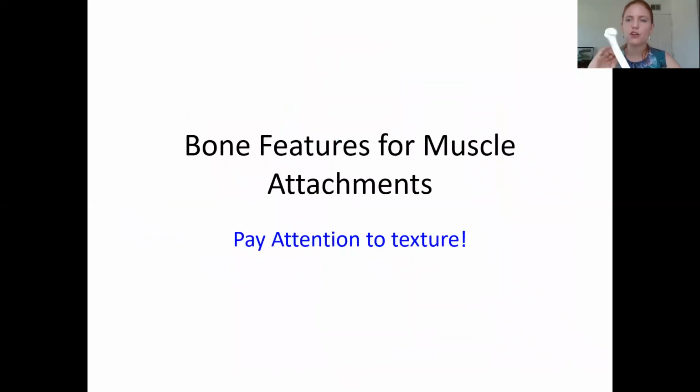Okay, so let's go over a couple of things for bone attachments. We did mention some of them already. For example, this is the radial tuberosity, and it's rough like that because it attaches some muscles.